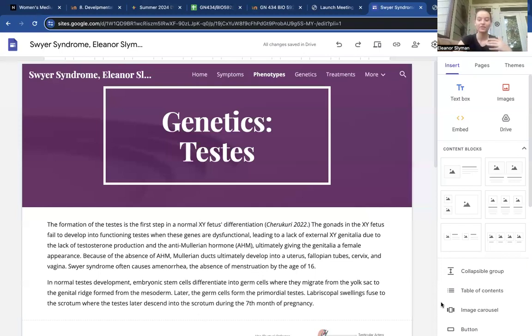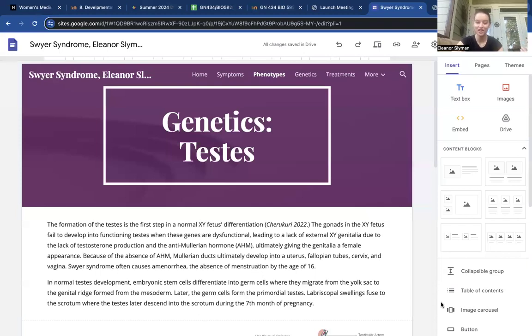Treatment slide. I really, really wish I could have researched more on treatment breakthroughs if I had the time to do so. But this happens to explain the current treatments for Swyer syndrome and the fact that, yes, with medical intervention, you can go through IVF and pregnancy is possible. I also have a few images down here with that.